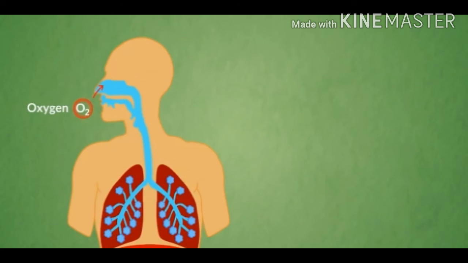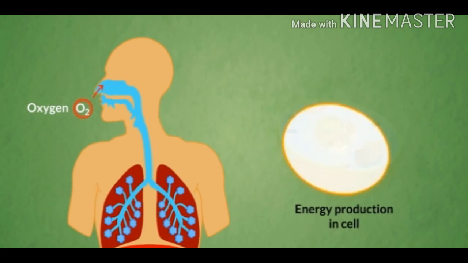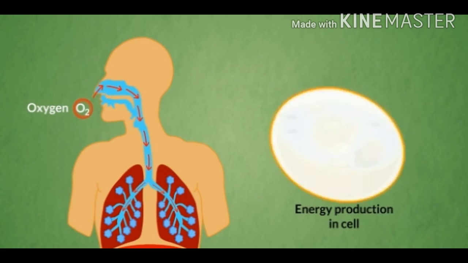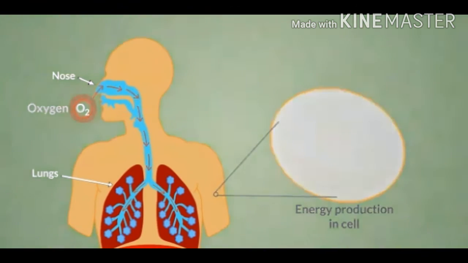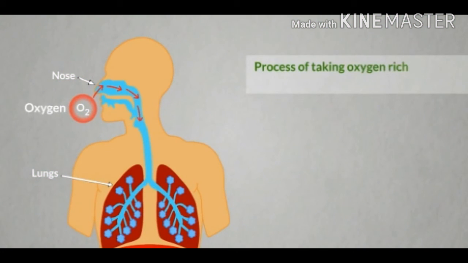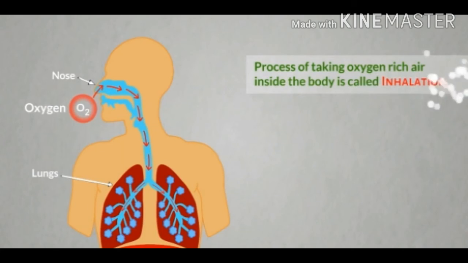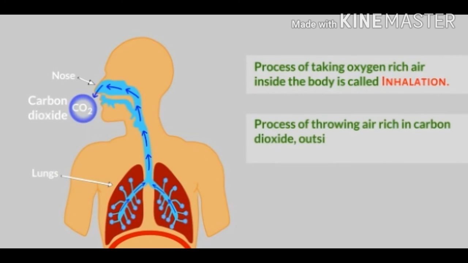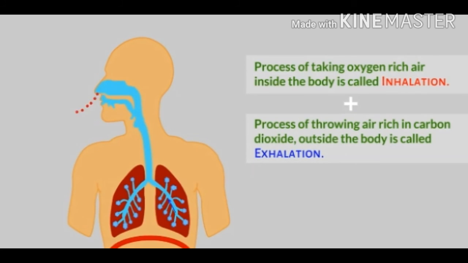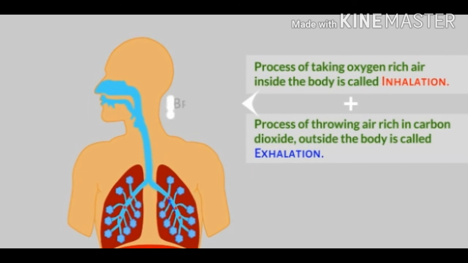We need oxygen for various body activities, for example, energy production in cells. We obtain oxygen from the air around us with the help of the nose and lungs. It is then used in the cells to produce energy. The process of taking oxygen-rich air inside the body is called inhalation, and the process of throwing air rich in carbon dioxide outside the body is called exhalation. Together, inhalation and exhalation are called breathing.